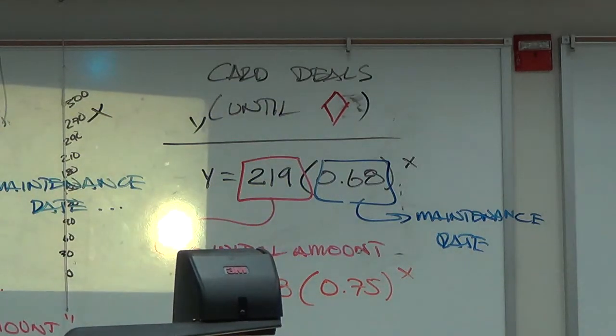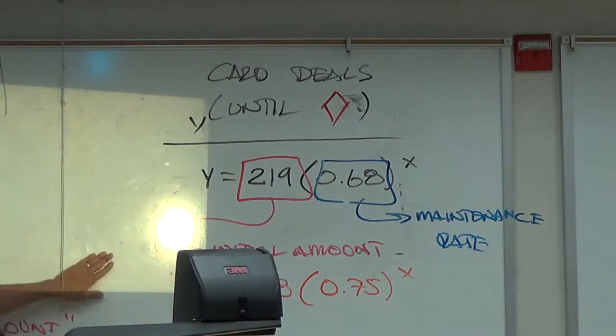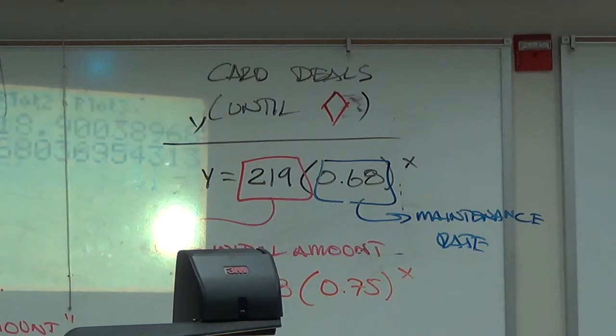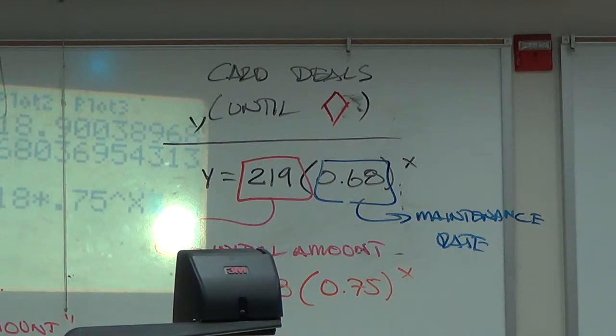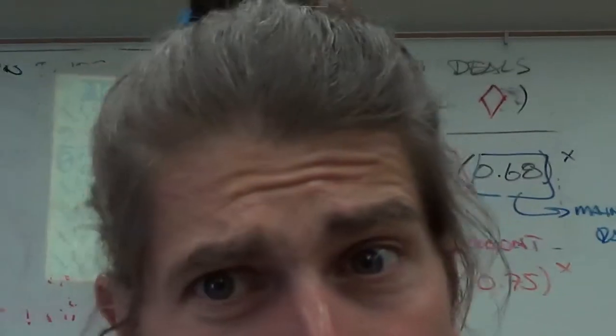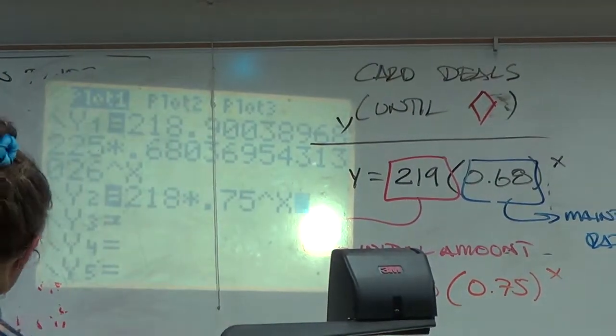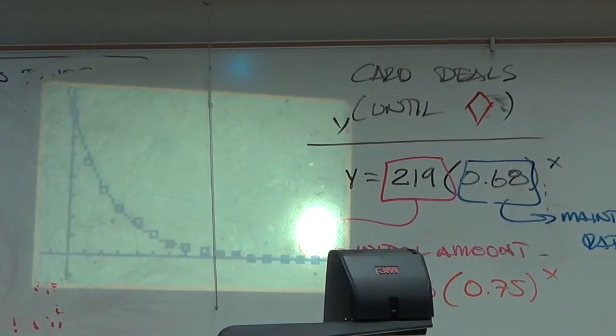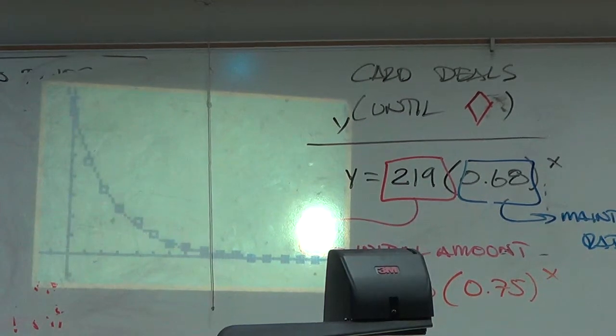Let's put it over here, I guess. So the maintenance rate is 68% by our graph, 75% by theory. Let's see how our theoretical, we'll call this the Chloe graph, 218 times 0.75 to the x. Let's see how it looks. Okay, there's data. That's empirical. Here comes theoretical.